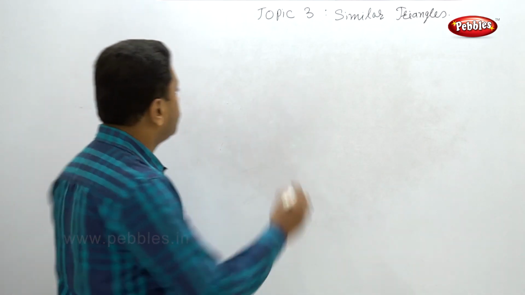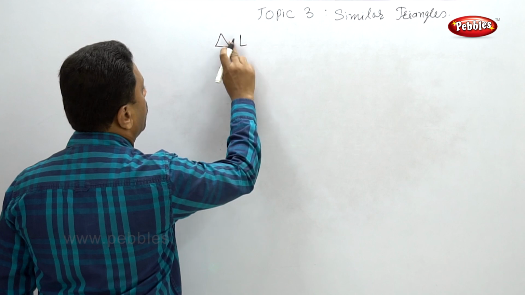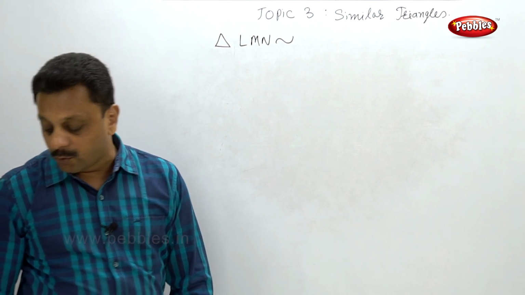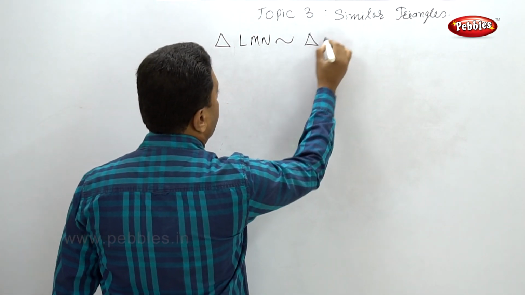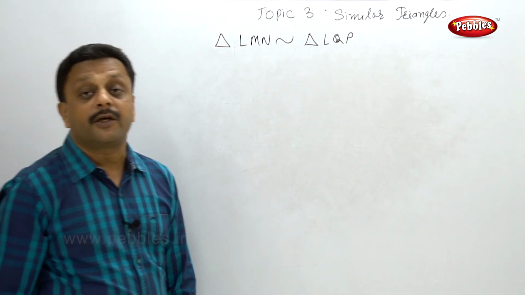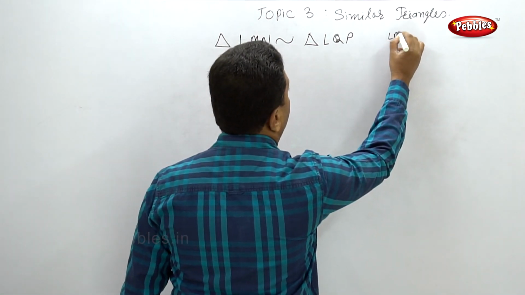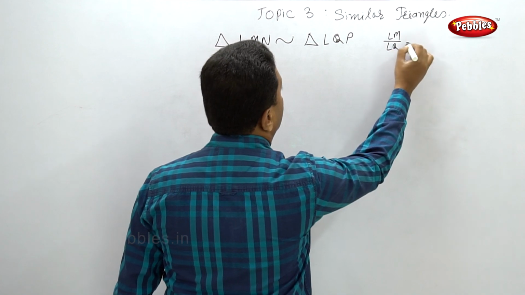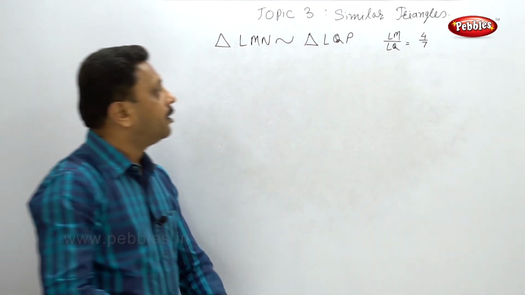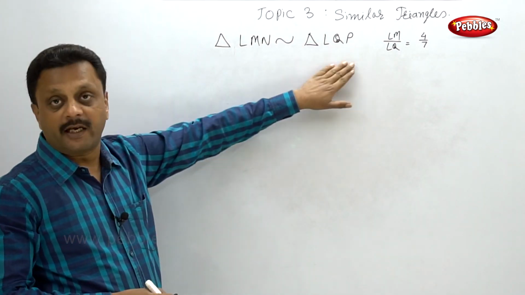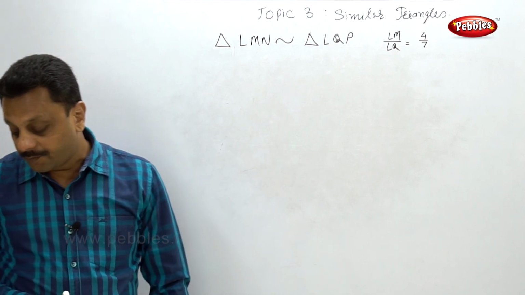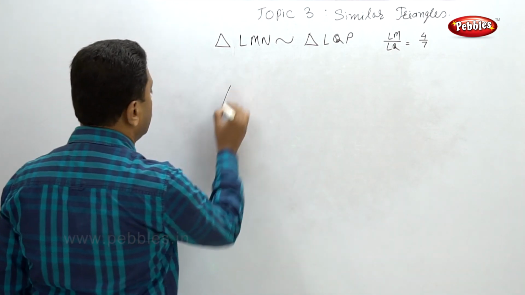Triangle LMN is similar to triangle LQP. LM and LQ are in the ratio 4:7. LM upon LQ is in the ratio 4:7. Now remember, LQ is more than LM, so this triangle is the bigger triangle. Now whatever they are given, first we'll draw the simple figure.